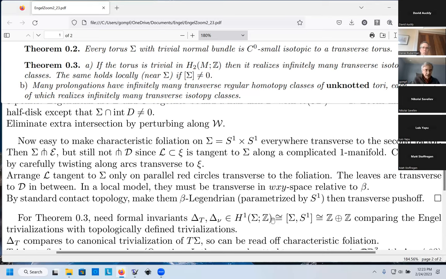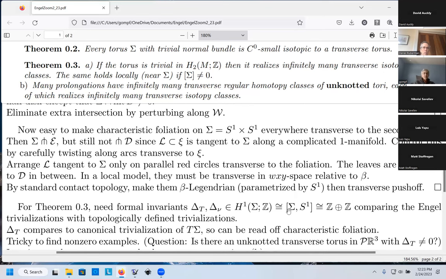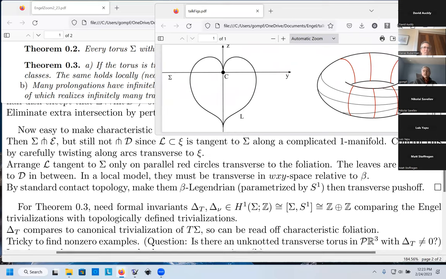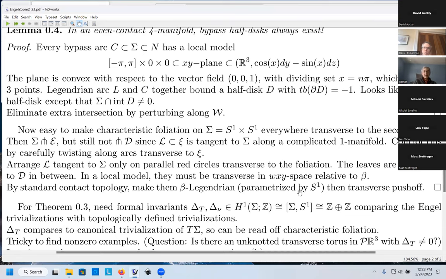Now, the downside of this is that it's kind of hard to find examples that are not zero. In fact, if we look at all the ones we constructed already, those have a very simple foliation. That's so simple that automatically the delta T is going to turn out to be zero. And if you try to put Reeb components in this, it's going to screw up the proof pretty badly. I don't know how to deal with that. So everything that comes out of this theorem automatically has delta T equal to zero.